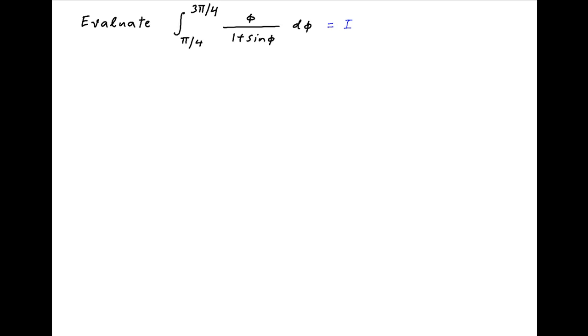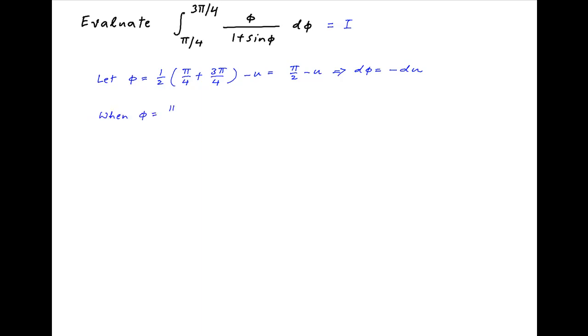Let's denote the given integral by I. Now let phi be equal to half of pi upon 4 plus 3 pi upon 4 minus u. This simplifies to pi upon 2 minus u. Taking the derivative of both sides, we get d phi is equal to minus du.